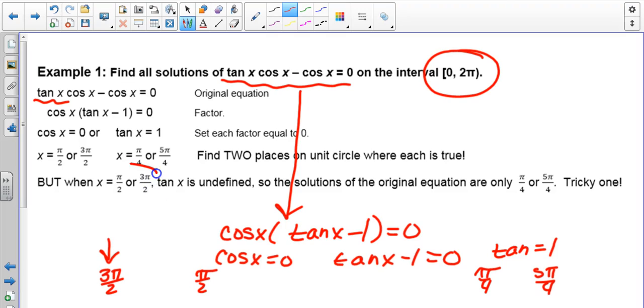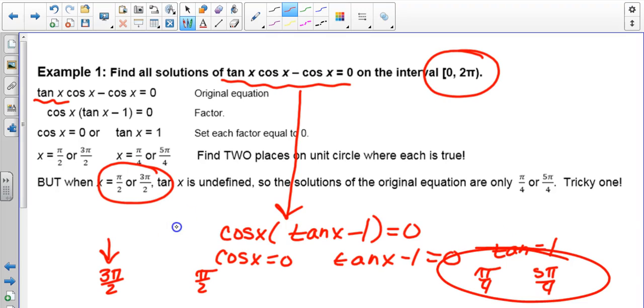So we have to throw these two out. I'm going to talk later on today about graphing this. This would have been a perfect question to graph: tangent times cosine minus cosine, all in y1, and plug this interval into your window, 0 to 2 pi, and you would see that there's only 2 spots where it crosses 0, so you would know right away, even though I got 4 solutions, there must be a problem, okay?